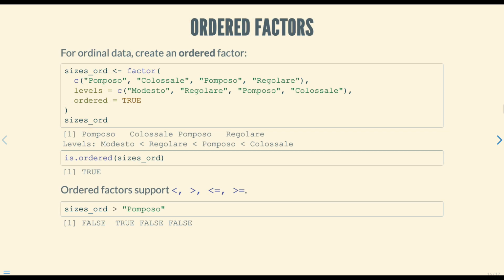To represent ordinal data, create an ordered factor by passing ordered equals TRUE to the factor function. The resulting object supports meaningful comparisons, for example, sizes greater than or equal to Pomposo returns a logical vector indicating which entries exceed Pomposo.